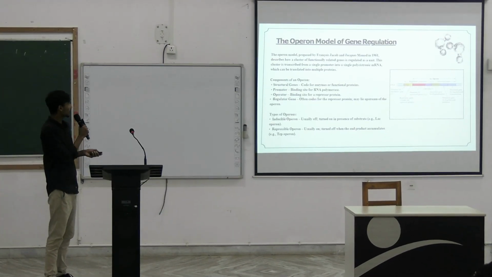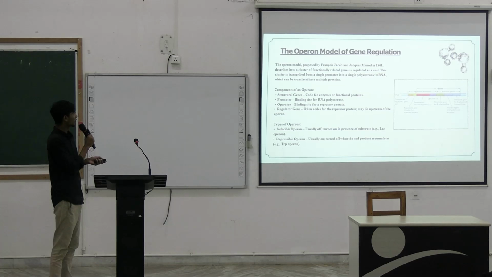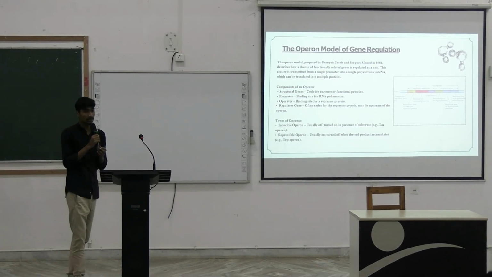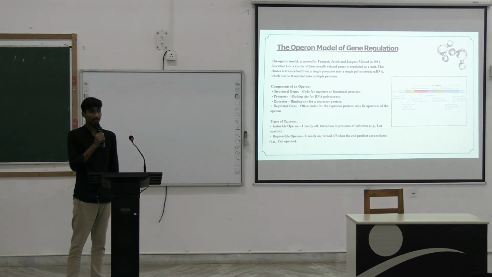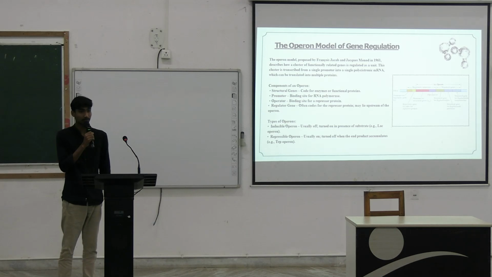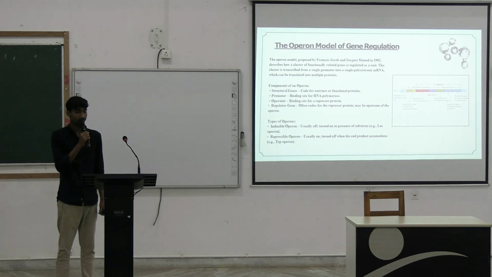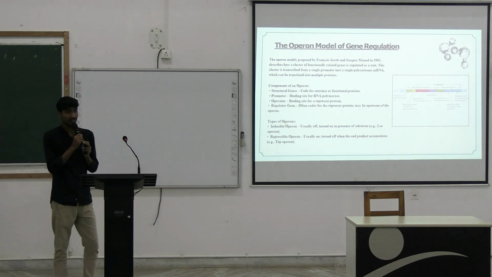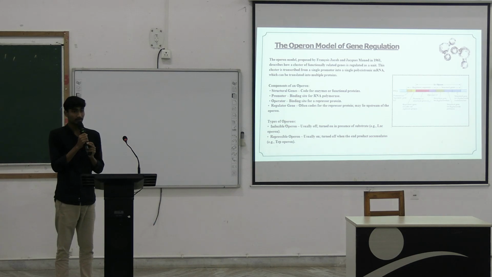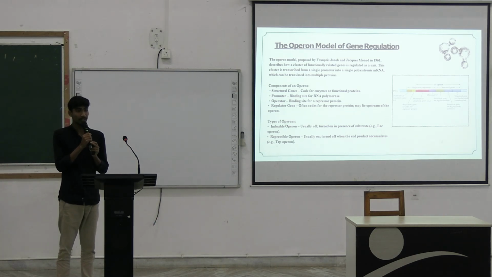We will discuss the operon model of gene regulation. Lac operon means the array of genes involved in the metabolic pathway of lactose in E. coli. The cluster of genes, the lac operon, was described by Jacob and Monod in 1961. This cluster of genes is transcribed into a single polycistronic mRNA.